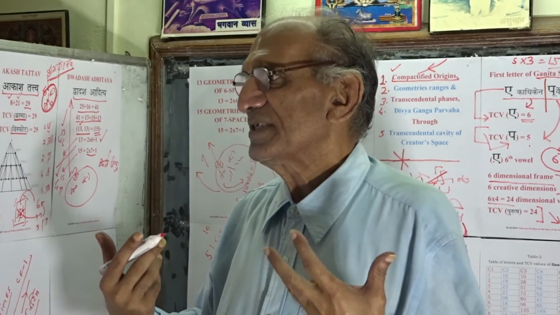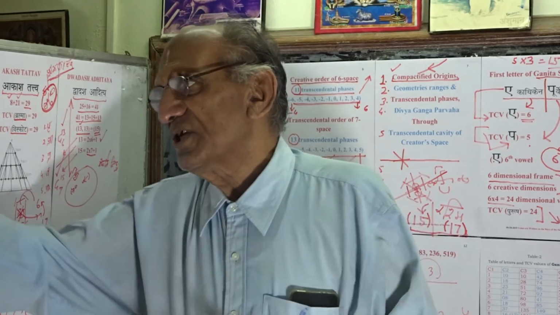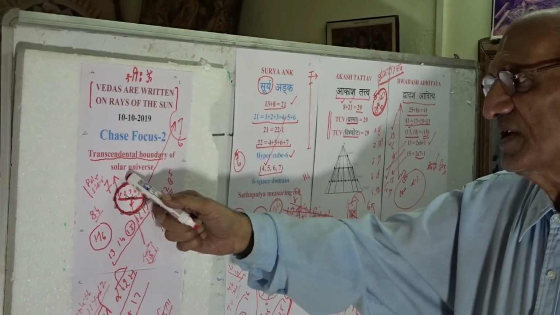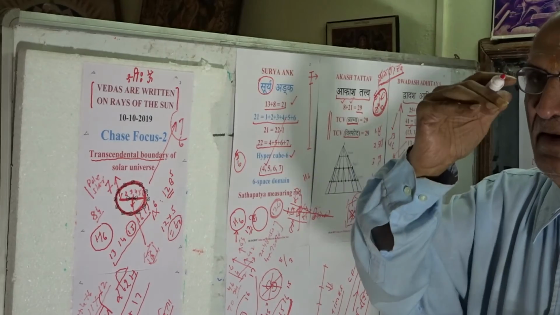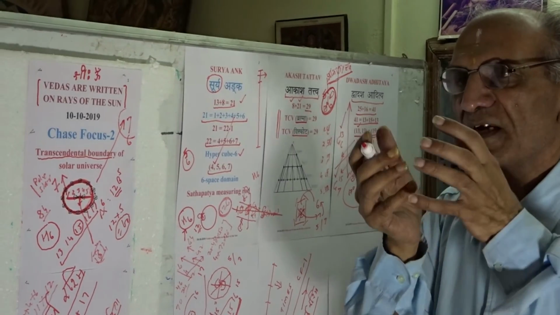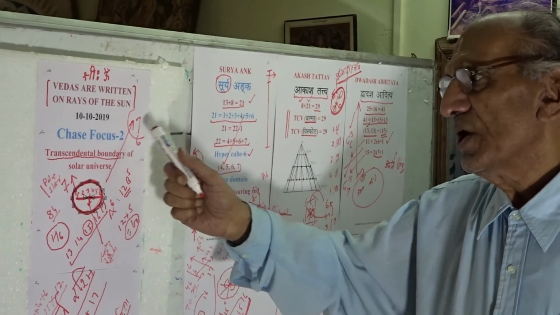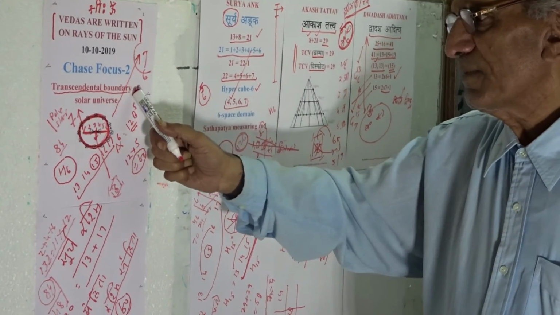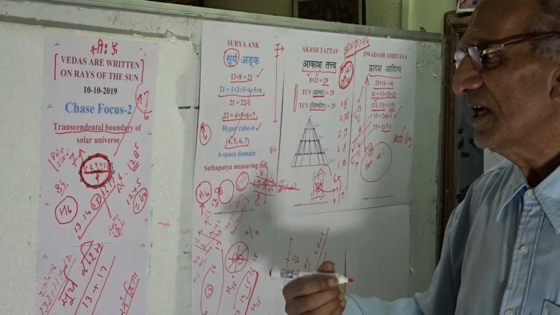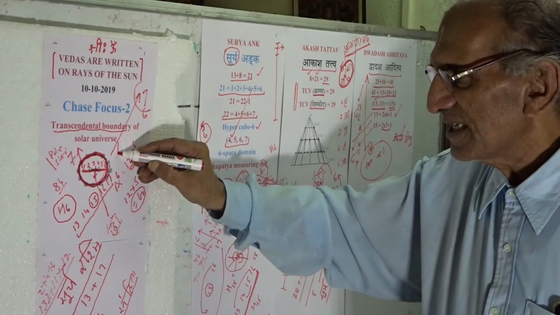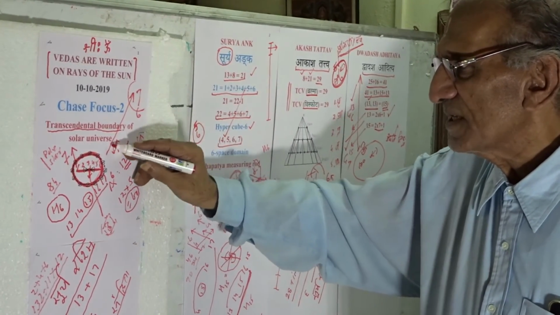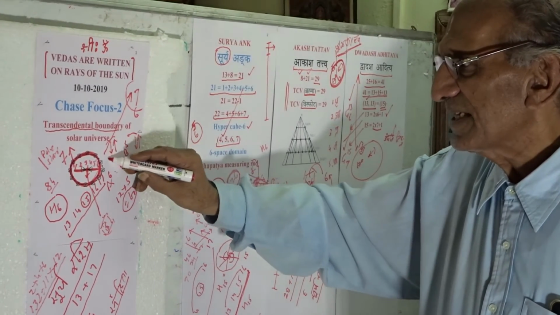This way we see that our Chase Focus-2 is a focus upon the transcendental boundary of a solar universe. Chase step 1 had been our focus upon the existence phenomenon within rays of the sun. Chase Focus-2 is a focus upon the transcendental boundary of a solar universe. In the next Chase Focus-3, we will be seeing the simultaneous transcendence and ascendance within 5 space domain and transcendence and ascendance within 6 space domain, and how this phenomenon gets unified.